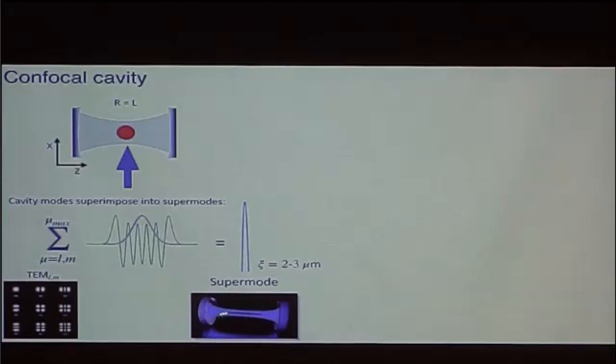This is a cartoon of what it really looks like. You actually have 2 super modes. You have one where the atoms are, and then a virtual one nearby because of the even or odd symmetry of the cavity. Okay, so you actually get a doubling of everything, but never mind.